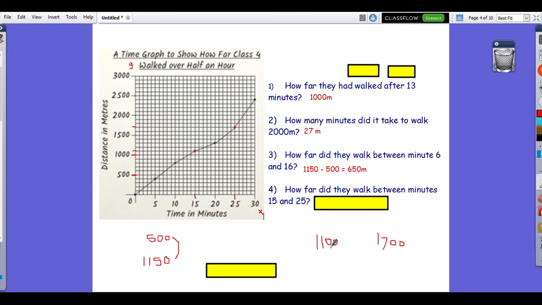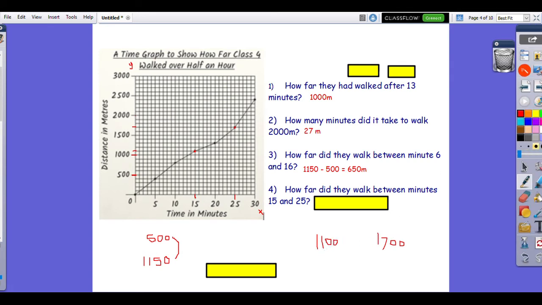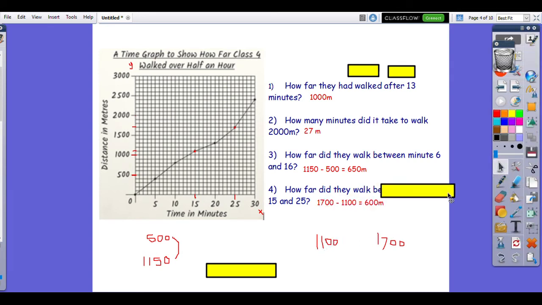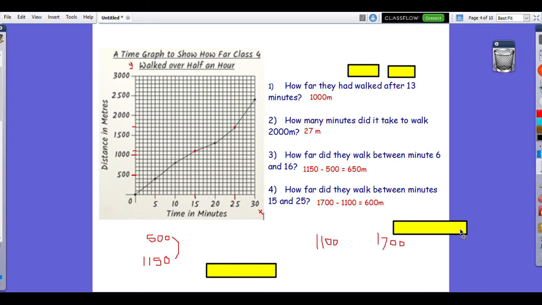and 1,100. So I need to take the smaller number away from the bigger number, which will give me an answer of 600 meters. If you got close to 600 meters, if you were within 50 meters of this, I'll let you have the mark for that, because those last two, number 3 and 4, were really tricky. Really well done with those questions. Let's move on and have a look at some other graphs and some other questions.